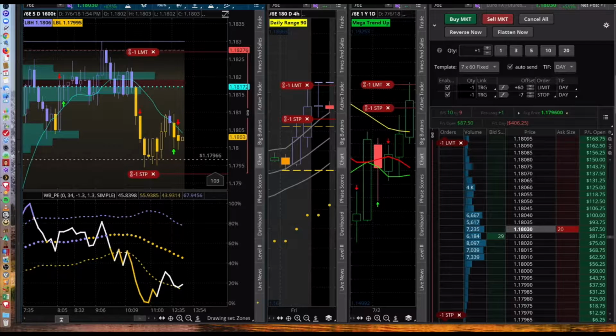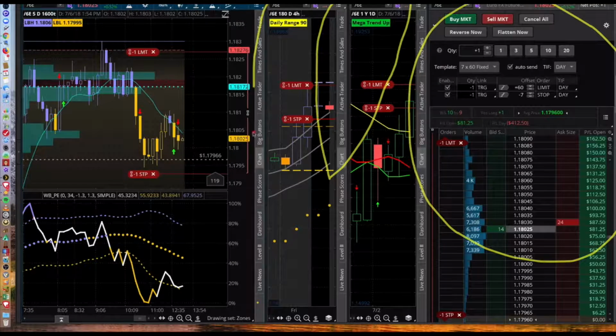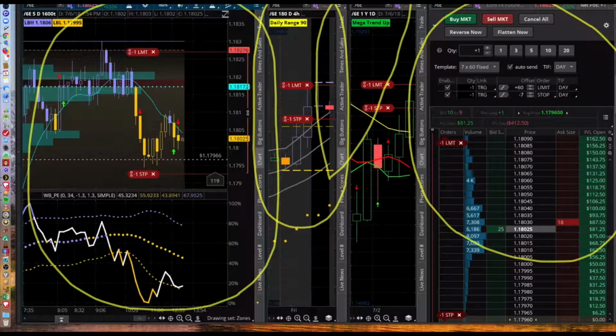I have the screen broken up into 4 areas. I've got this area over here, which is my profitability area. This area here, which is my mega trend. This area here, which is my macro trend. And this area here, which is my micro trend.